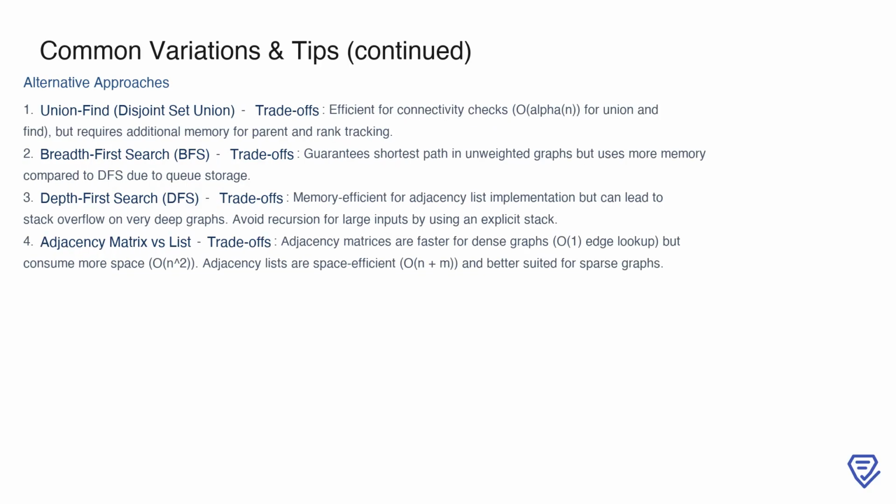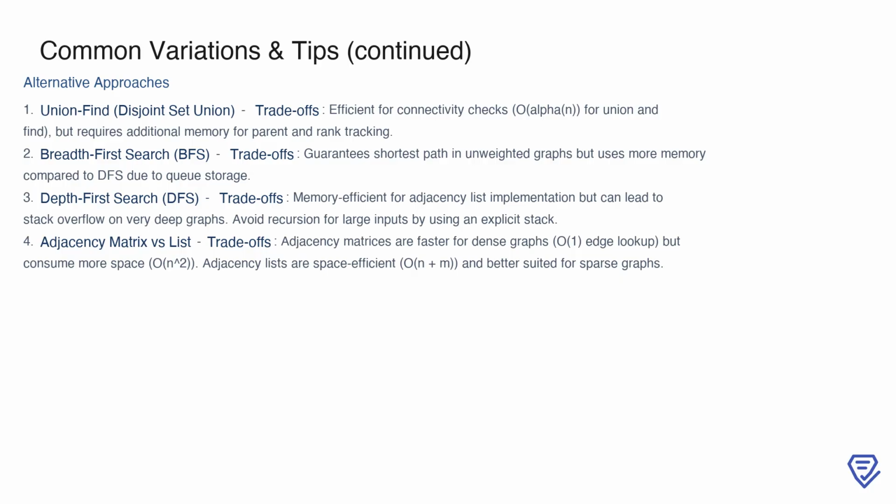When it comes to alternative approaches, Union-Find, or disjoint set union, is an efficient choice for connectivity checks, with near constant time complexity for union and find operations. However, it requires additional memory to manage parent and rank arrays. Breadth first search, or BFS, is another option, particularly useful for finding the shortest path in unweighted graphs. The downside is its higher memory consumption due to the queue used for traversal. Depth first search, or DFS, is more memory efficient when implemented with an adjacency list, but it can lead to stack overflow on very deep graphs. To avoid this, consider using an explicit stack for large inputs.